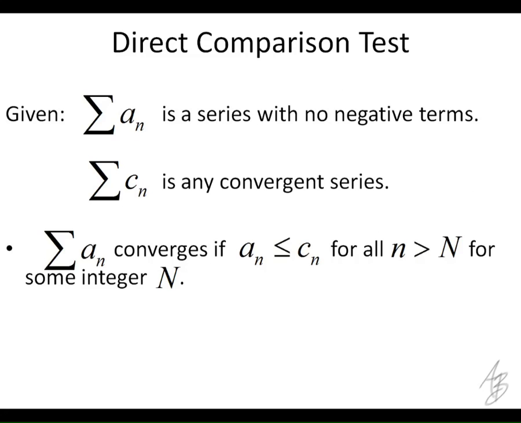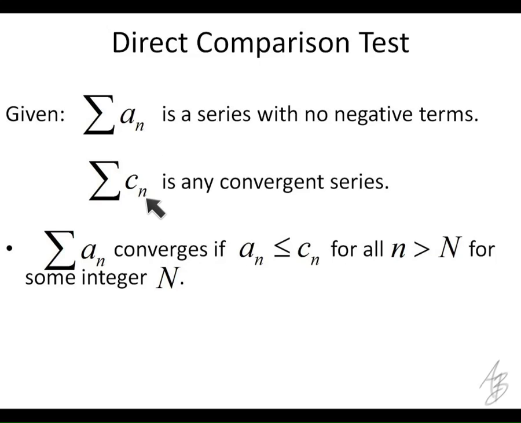So the first part of it says this. We have a series of terms that are not negative, so they're either positive or zero, and that's important, and we'll get into how we handle that later. But these are all positive numbers, and we want to know whether this converges or diverges. So we're trying to decide whether the series of a sub n converges or diverges.